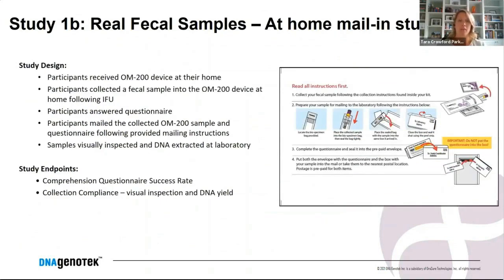Study participants received an OM200 device at their home. They collected a fecal sample into the OM200 device following the IFU. Participants answered a questionnaire and then followed instructions provided to mail back the samples using General Postal Services. The samples were then received at our processing lab and visually inspected and DNA extracted. Similarly to Study 1A, the study endpoints included comprehension questionnaire success rates, as well as collection compliance, which in this study involved visual inspection at the lab, as well as downstream DNA yields.